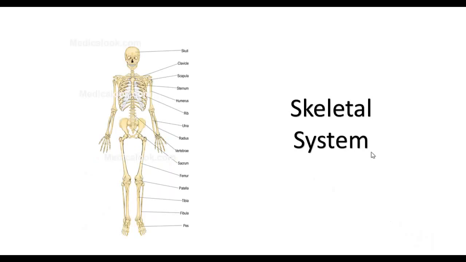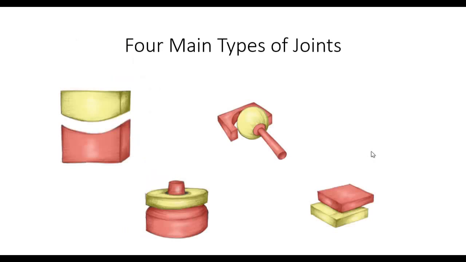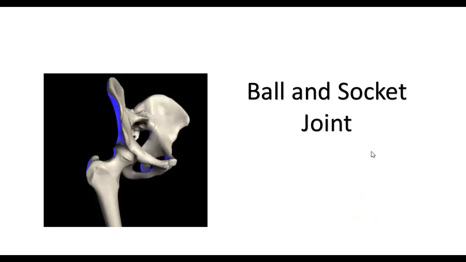Next system we want to take a look at is the skeletal system. And specifically when we talk about the skeletal system, we're looking at four main types of joints. There are several different kinds of joints. We're going to take a look at four of them. The first one is a ball and socket joint. An example of this is your shoulder.